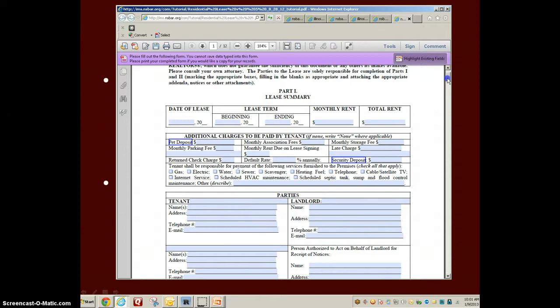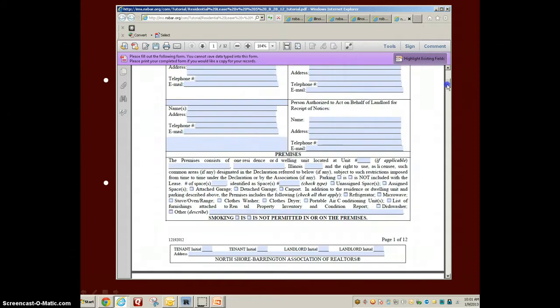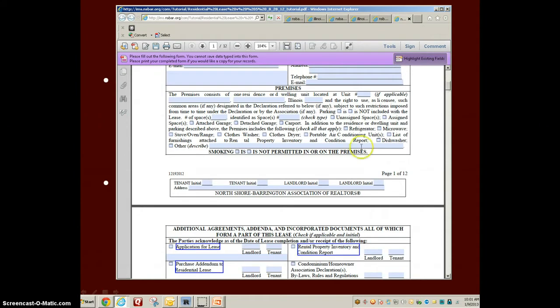Now the next area is this simple one. That's the parties. You're putting all their information in. Next section is the premise. The premise consists of one residential dwelling unit located at unit number whatever it is, and it gives the address. And then it'll have any other items that you need to click off on there.